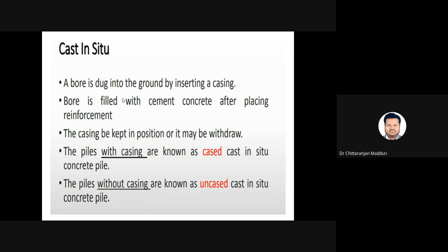Cast in situ means a borehole is dug into the ground by inserting a casing. The borehole is filled with cement concrete after placing reinforcement. The casing is kept in position or it may be withdrawn. The piles with casing are known as cast in situ concrete piles. The piles without casing are known as uncased cast in situ concrete piles.